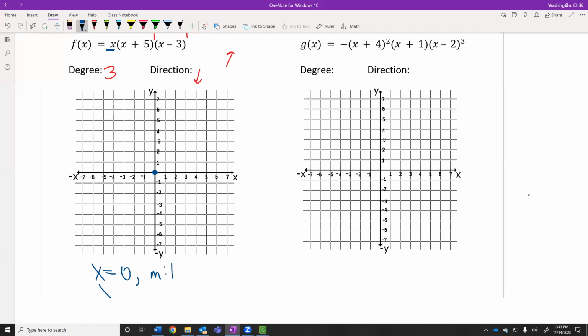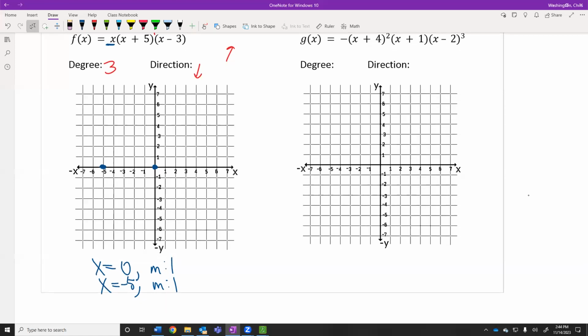What about x plus 5? X plus 5 is going to give me an x-intercept of x equals -5. And that is x plus 5 to the first power, so that's still going to have a multiplicity of 1 also. So let's put -5 on our graph. Now these are points where we touch or cross the x-axis. X minus 3, the x-intercept is going to be +3. And this one also has a multiplicity of 1.